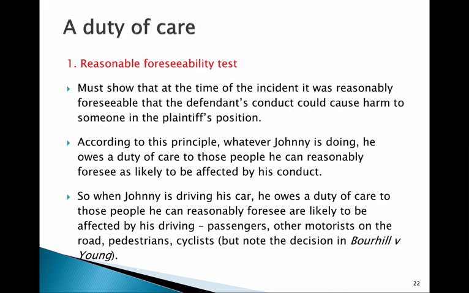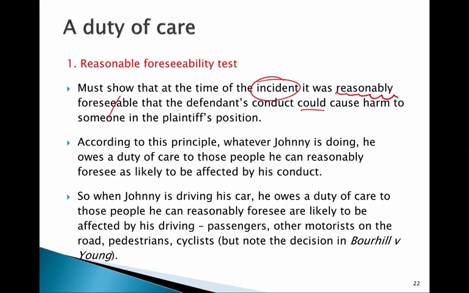In terms of reasonable foreseeability, what we've got to show is that when the actual act or omission occurred, the incident, it was reasonably foreseeable. So were we able to reasonably predict that the defendant's conduct could cause harm to someone in the plaintiff's position? This is known quite famously as the neighbour principle, which was set out by Lord Atkin in Donoghue v Stevenson. And his actual quote is, "Persons who are so closely and directly affected by my act that I ought reasonably to have them in my contemplation as being so affected when I'm directing my mind to the acts or omissions which are called into question."